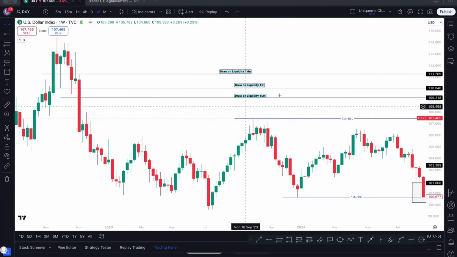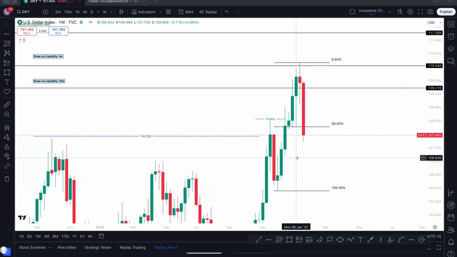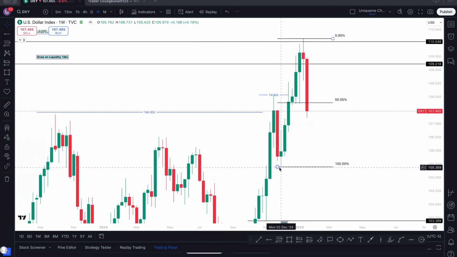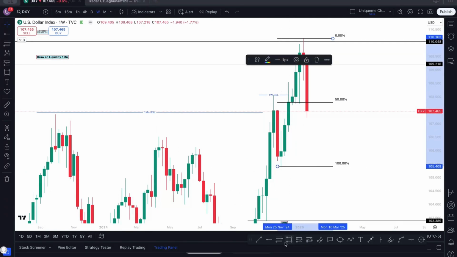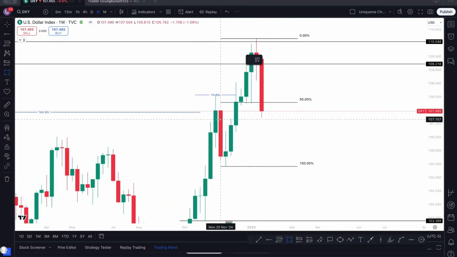Not make my chart look so rough. So I have drawn liquidity on 1 month here, drawn liquidity on 1 week here, and you can see market tapped the drawn liquidity and also the draw on liquidity on 1 month. But as long as there is no change of character on 1 week, I'm not going to be looking at that 1 month direction. I'm only going to focus on what I'm seeing currently from 1 week.